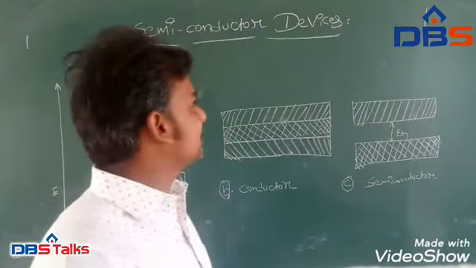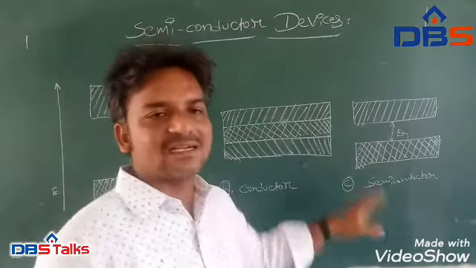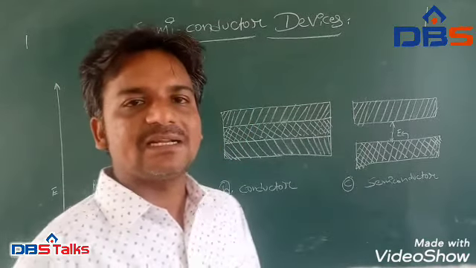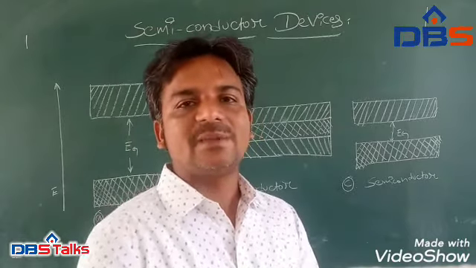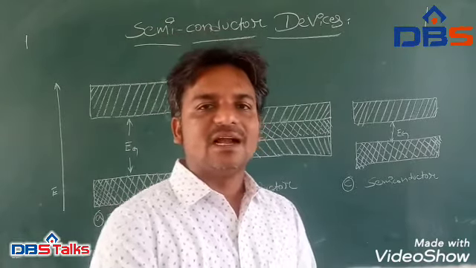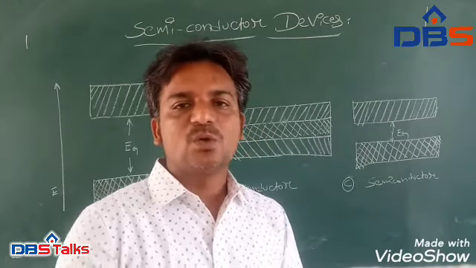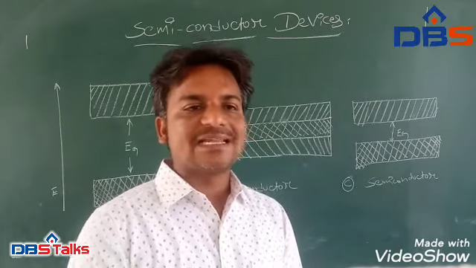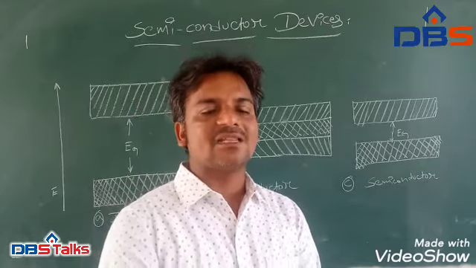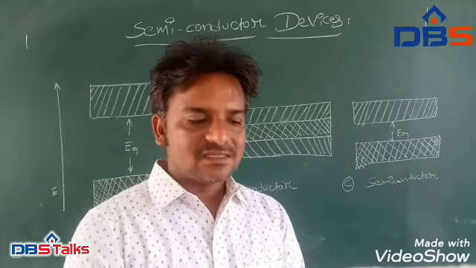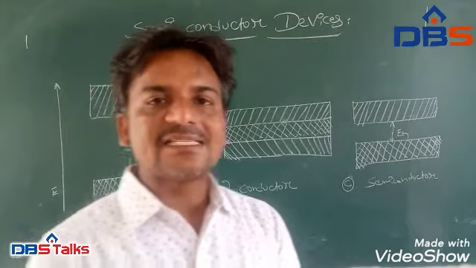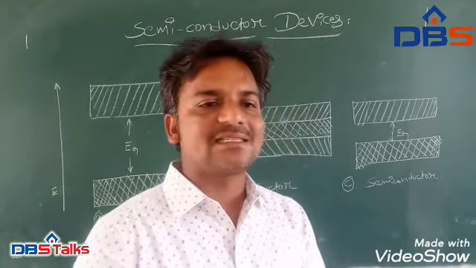So now we will see what is a semiconductor, and how the semiconductor plays an important role in electronic devices. Semiconductors are mainly divided into two types: one is the intrinsic semiconductor and the other is the extrinsic semiconductor.